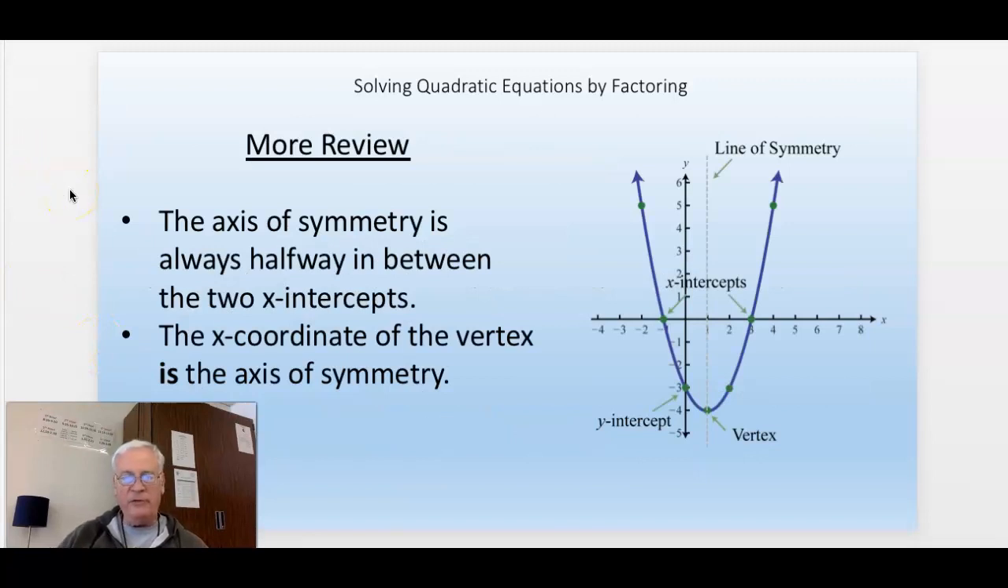Just a quick review, guys. Remember the axis of symmetry. It's always halfway in between the two x-intercepts. Or if it just touches the x-axis, it is at the intercept. The x-coordinate of the vertex, h, is the axis of symmetry.